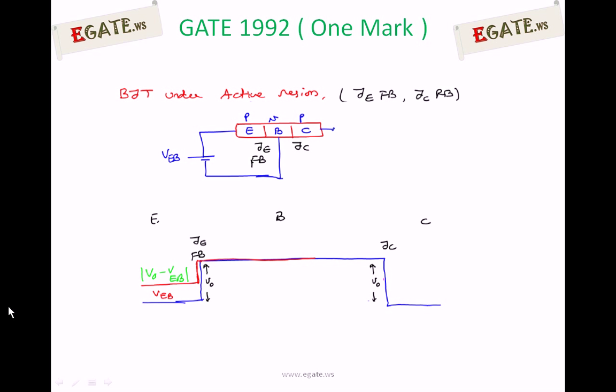So the diagram is going to look like this. The height of the potential barrier is reduced by VEB, where VEB is the applied forward voltage. So the height of the potential barrier is effectively reduced to V0 minus VEB. This is the height of the potential barrier under forward bias. So this red line is the reduced potential barrier height, whereas this blue line is the height of the potential barrier under open circuit, which is V0. We are not applying anything towards the collector base side, so it has not changed.